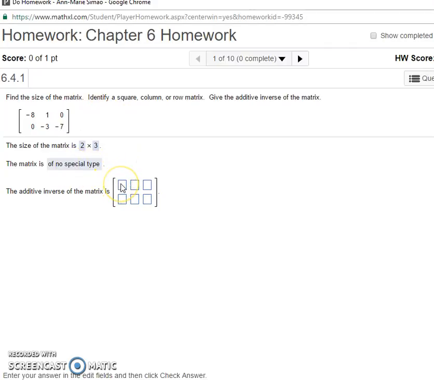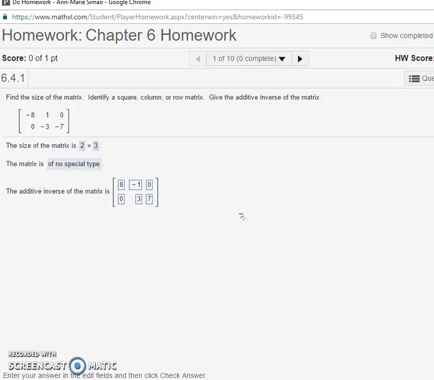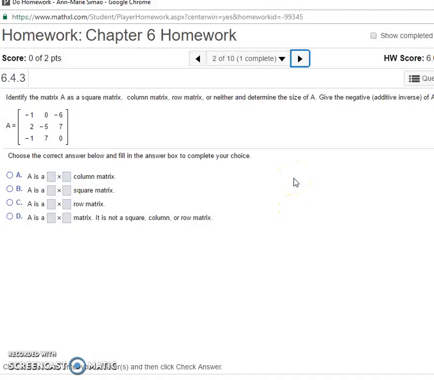The additive inverse, what you're going to ask yourself, this piece right here has a -8. The opposite of a -8 is a +8 because -8 plus 8 equals 0. In this spot, you have a 1. The opposite of a +1 is a -1. 1 plus a -1 equals 0. The opposite of a 0 is 0. The opposite of a -3 is a +3, and the opposite of a -7 is a +7. So that's what they're looking for in that particular piece.